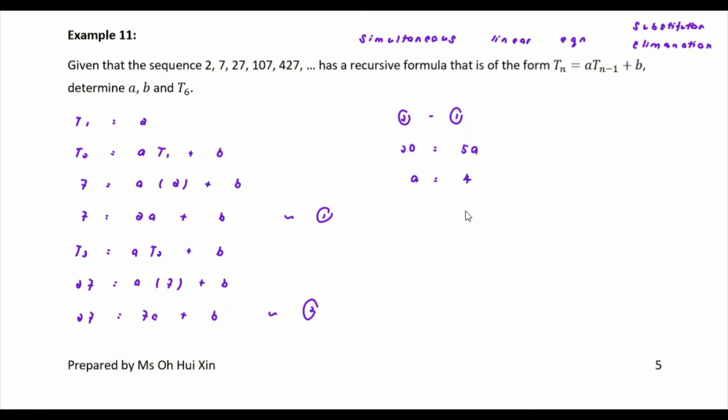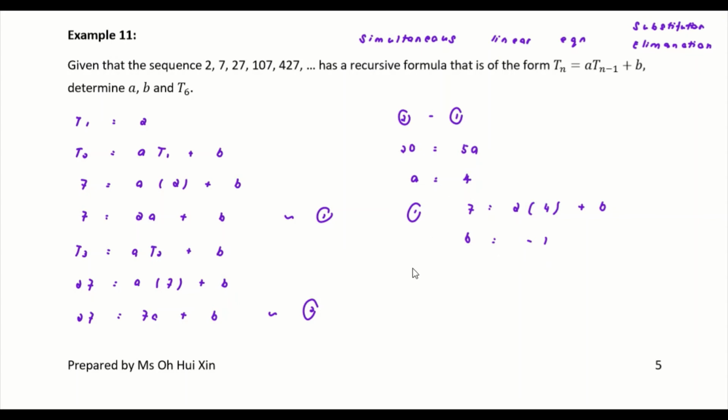Now what I need to do is substitute back into the equation. Depending on you, whether you want to use 1 or 2, it's just the same. I will choose 1 because the number is easier rather than 27 or times 7. So 7 will be equal to 2 times the A that we found just now, 4, plus B. You see, you're left with one variable again. From here, we can solve that B is -1. So in this case, our A is 4 and B is -1.